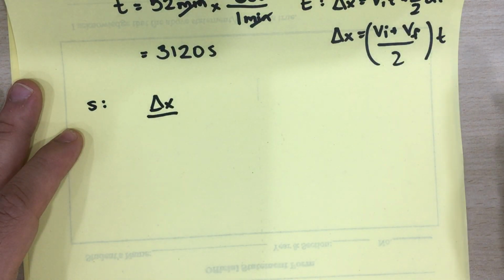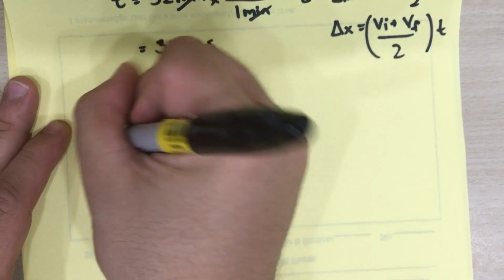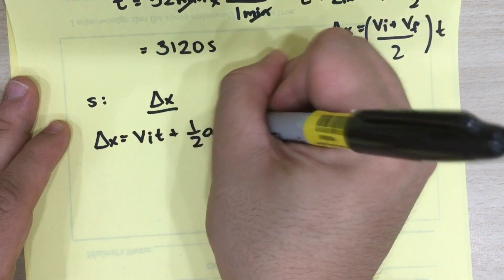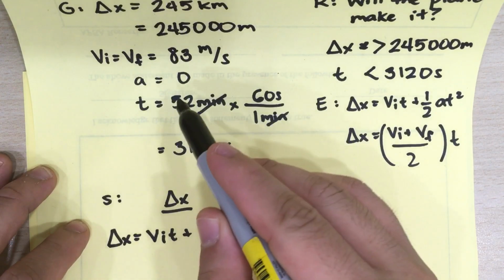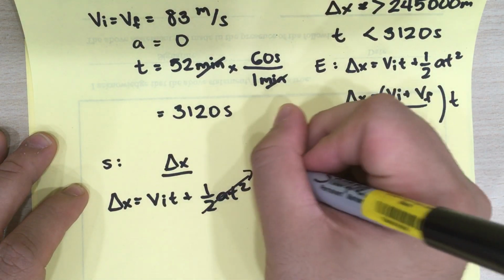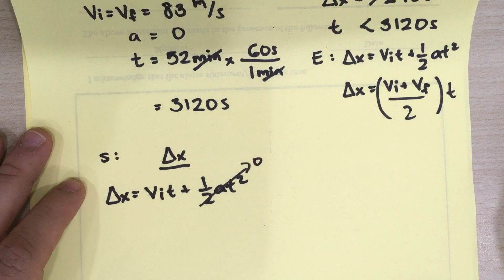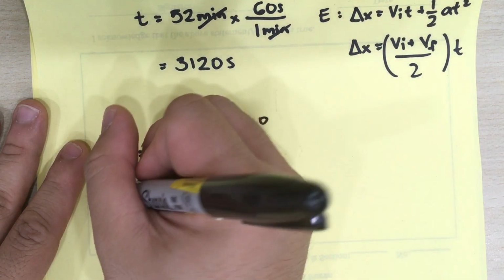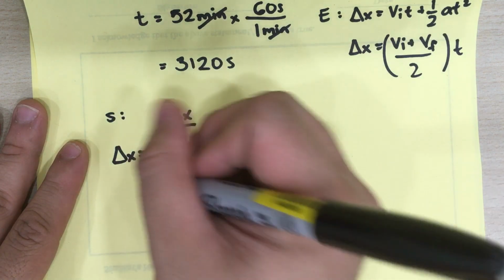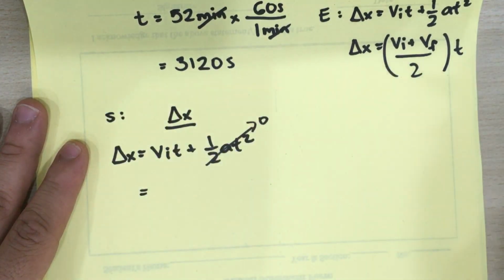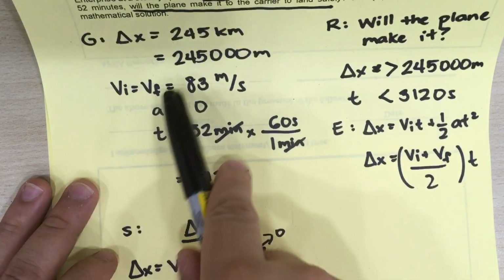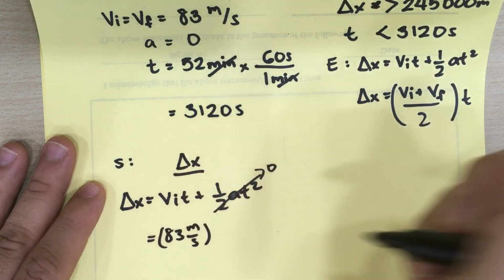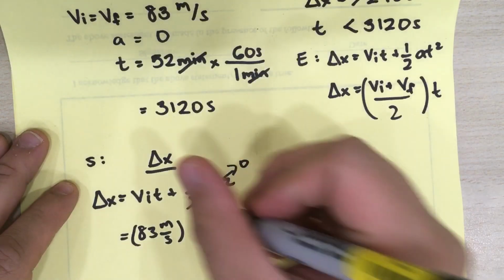And for delta x, let's use the first equation that I put down. Delta x is equal to VIT plus 1/2 AT squared. Okay, we know that A is equal to 0, and therefore this will simply cancel out because anything multiplied to 0 is 0. Simply delta x is equal to VIT. We're looking for delta x, so this should be fine. So that's VI, 83 meters per second, multiplied to time, 3,120 seconds.